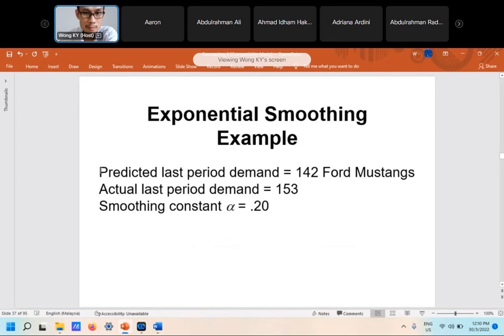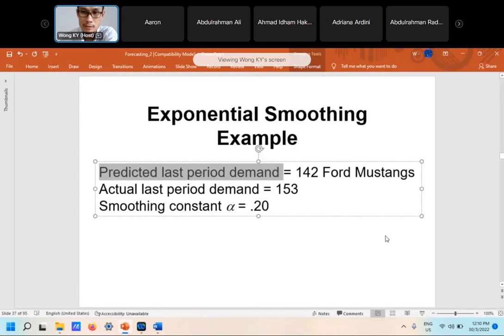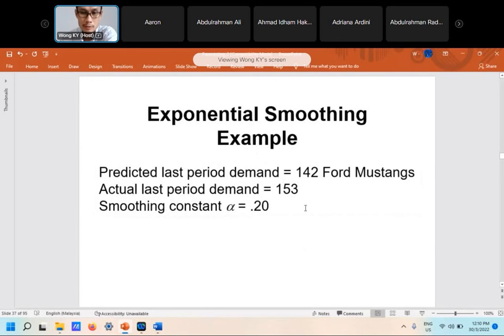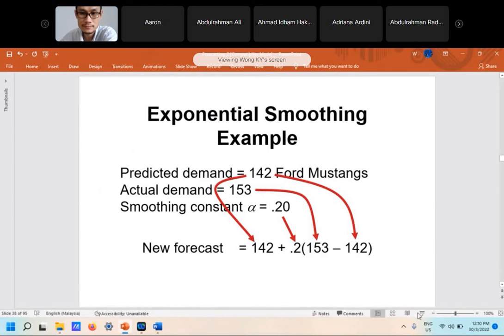Right, so this is one simple example. Let's say the predicted last period demand is 142 Ford Mustang, which is a model of Ford car. So last period, we made the forecast, and the forecast value was 142. We also have the actual demand value of last period, which is 153 Ford Mustang cars. And the given smoothing constant is 0.2. So what is the forecast of this period? 144.2.